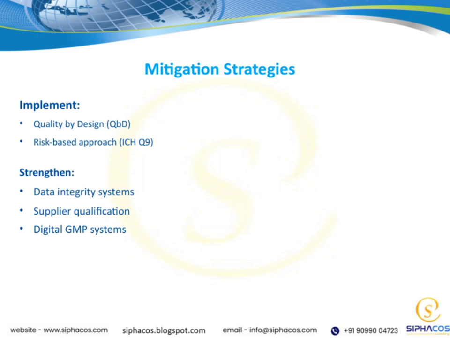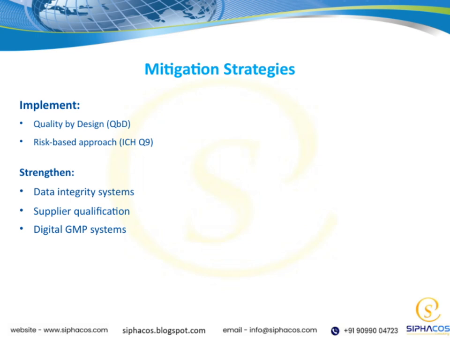Moving on to strengthening our systems, data integrity is paramount. Ensuring that our data is accurate, complete, and consistent throughout the product lifecycle is critical for compliance and for making informed decisions. Additionally, we must focus on supplier qualification. Building strong relationships with reliable suppliers and thoroughly assessing their capabilities helps us mitigate risks related to raw materials and components.